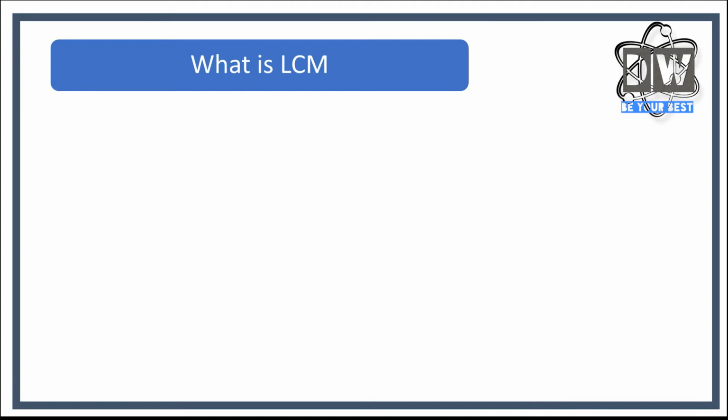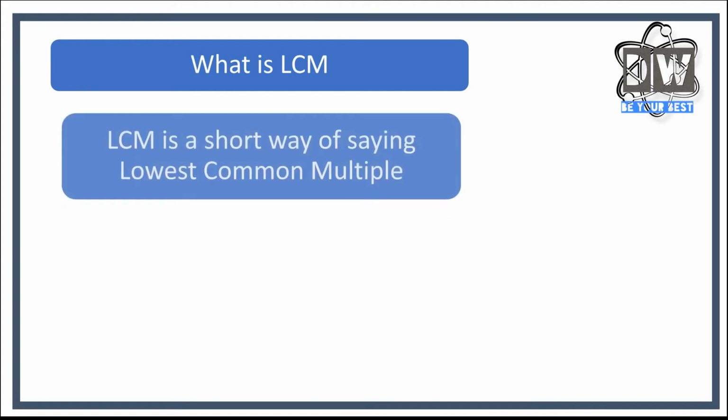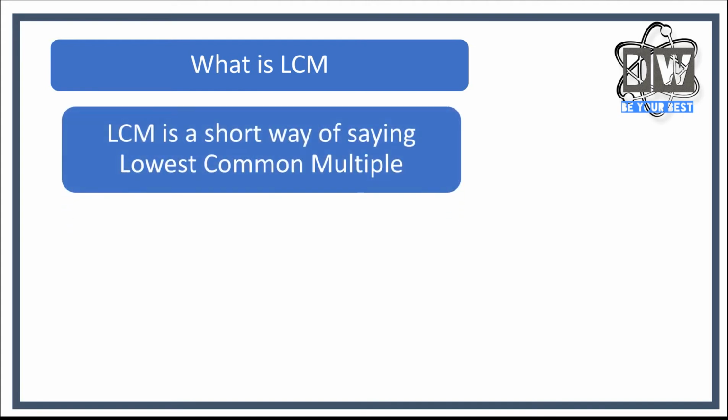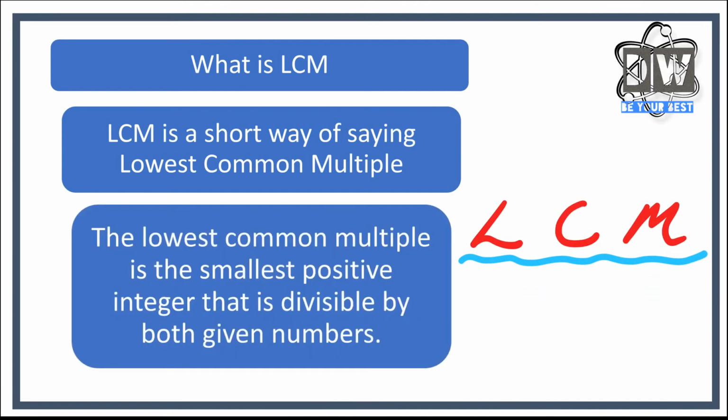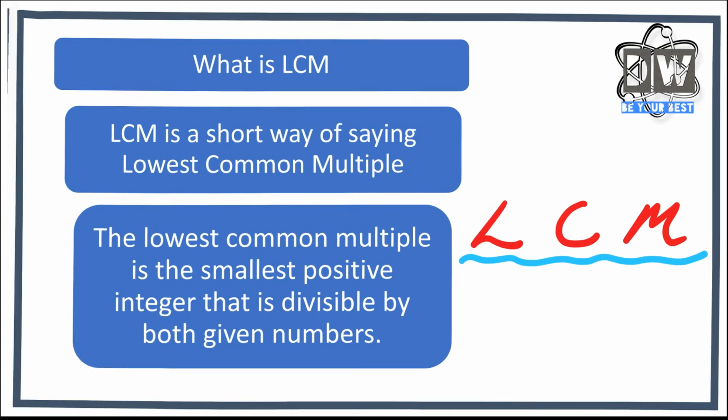So what is LCM? Well, LCM is a short way of saying lowest common multiple, and the lowest common multiple is a multiple. The lowest common multiple is the smallest positive integer, don't worry about that, that is divisible by both given numbers. And don't worry about that, we're going to go over it, and it's really simple, and you're going to understand it. It's not going to be any problems.